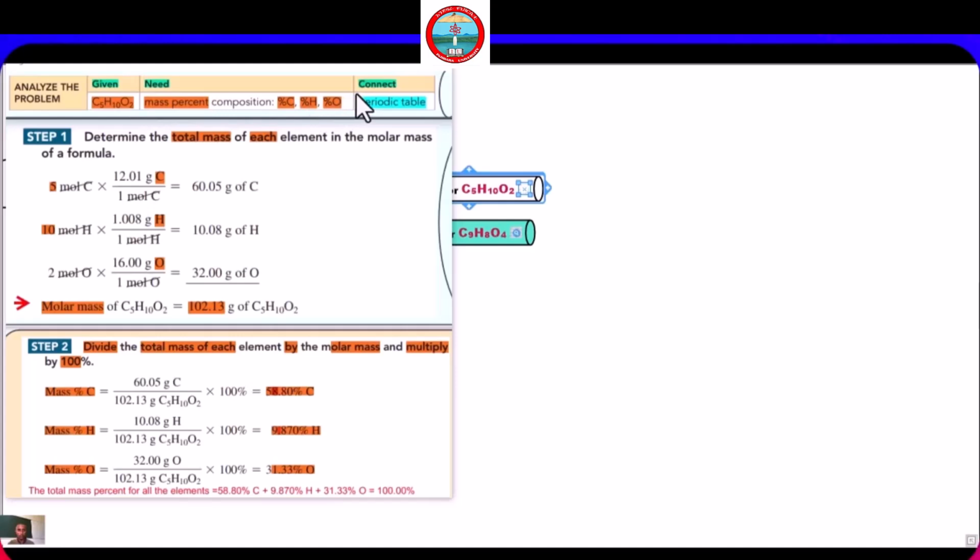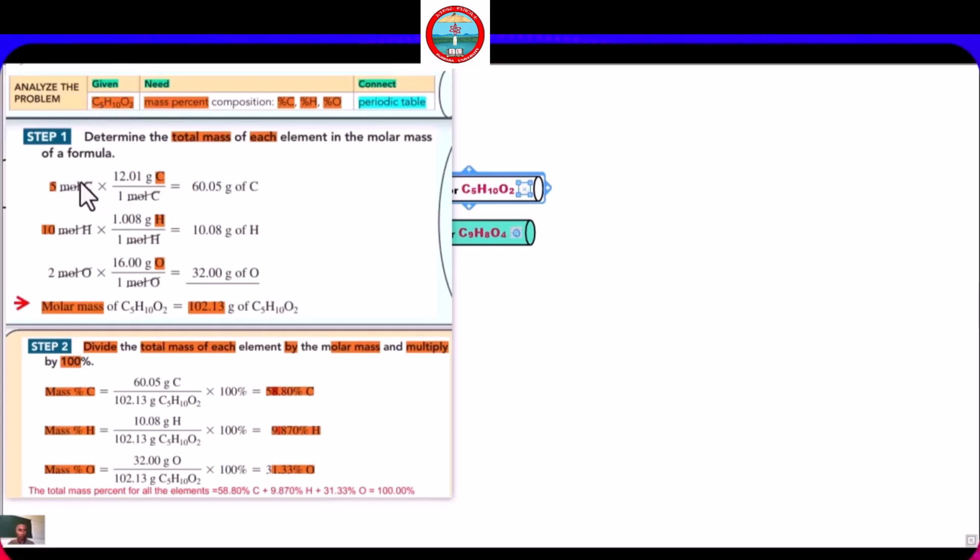The first step is to determine the total mass of each element. The molar mass of carbon from the periodic table is 12.01 and it has 5 moles. So multiply its molar mass by its moles. We will get this.